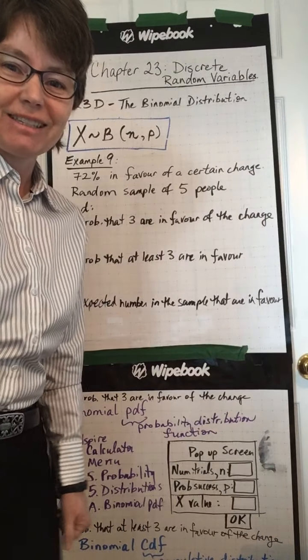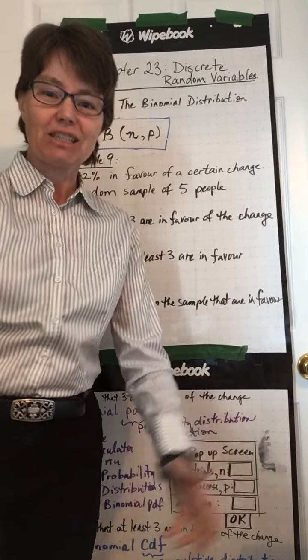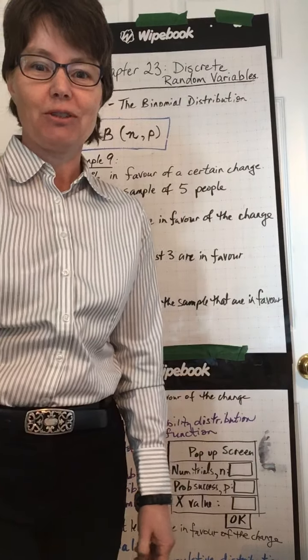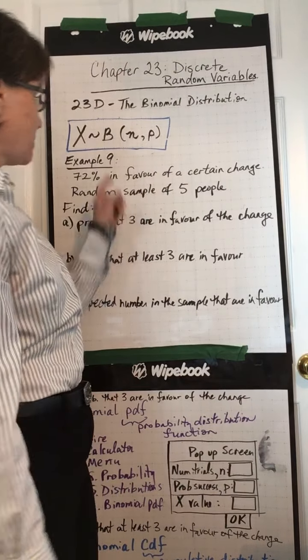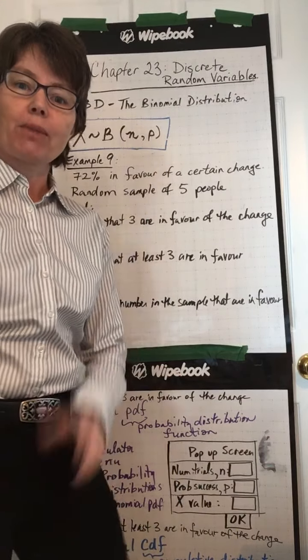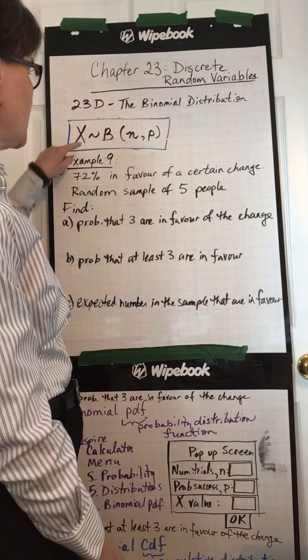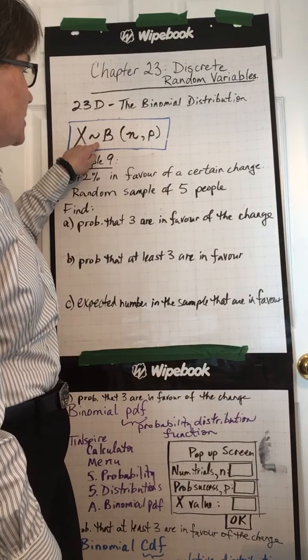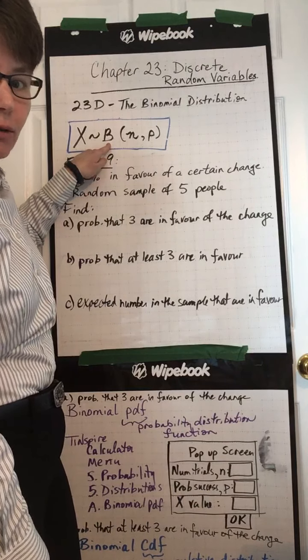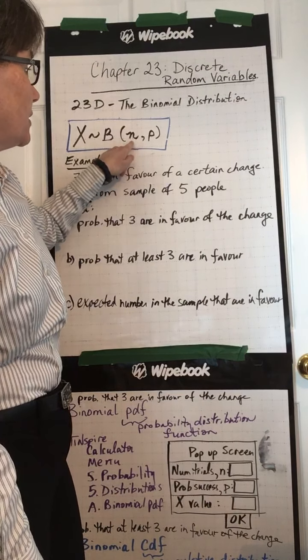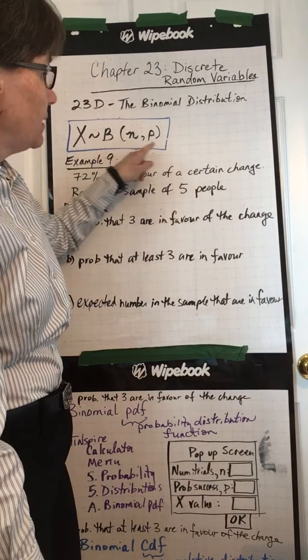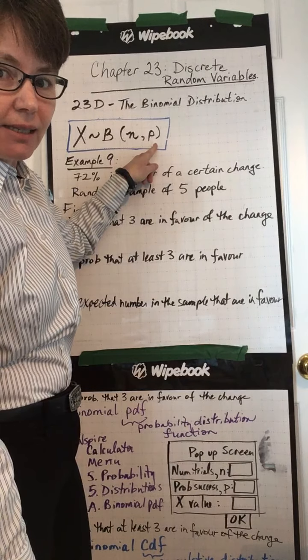Hi guys, we're still looking at chapter 23, the last section, section D, binomial distribution. And this is example 9 I'm going to talk about today. But I also want to talk about this notation. X is distributed binomially with this number of trials n and this probability of success p.